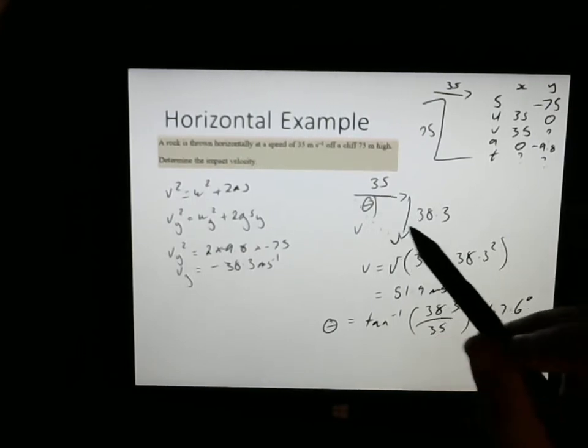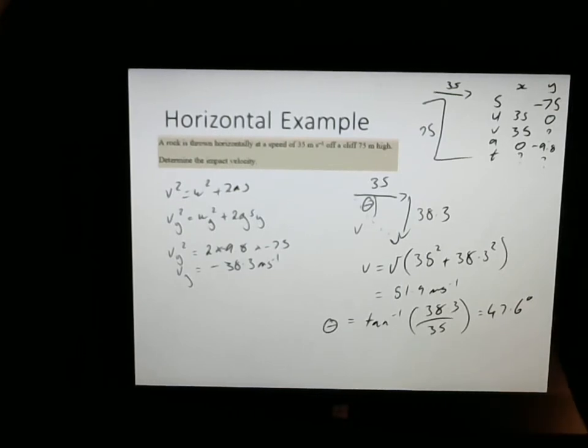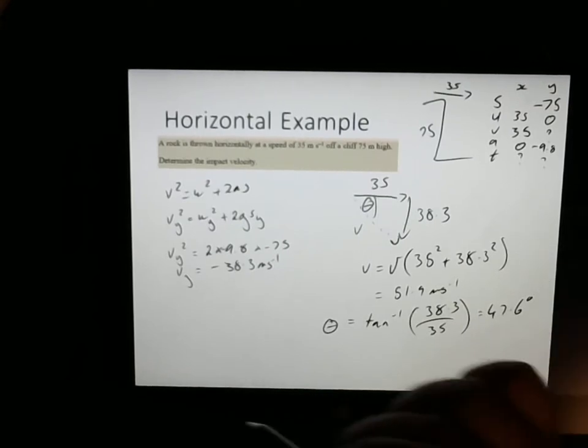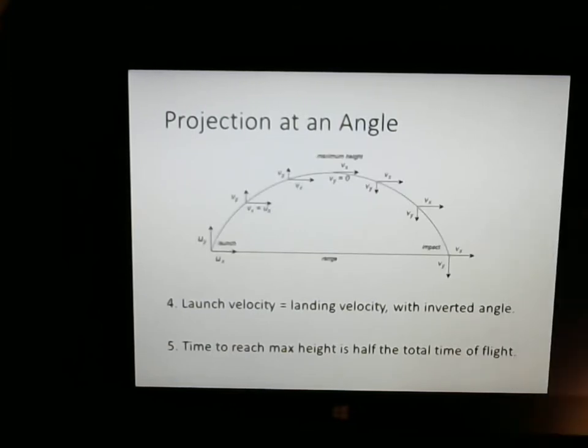Okay, and so that's 47.6 degrees down. Okay, so that gives us this sort of problem solving. Let's have a look at the next type of part. So I didn't animate that very well, apologies. So when we do projection and angle, it can be represented like this.